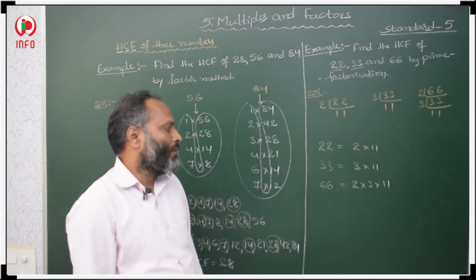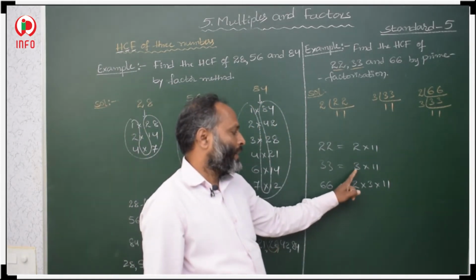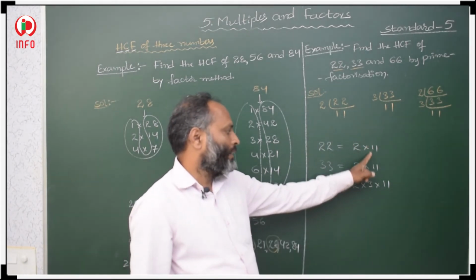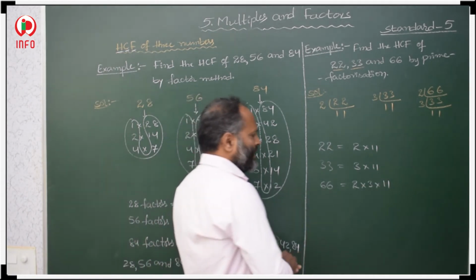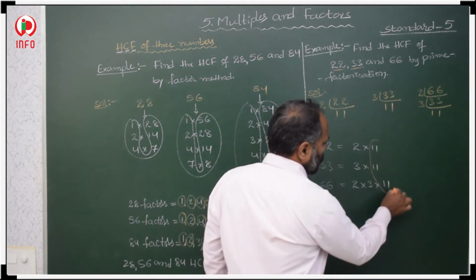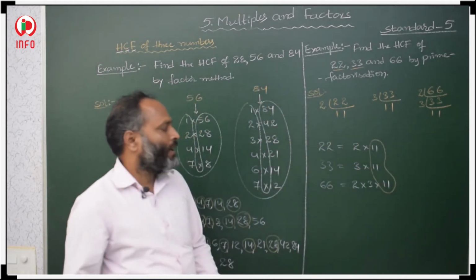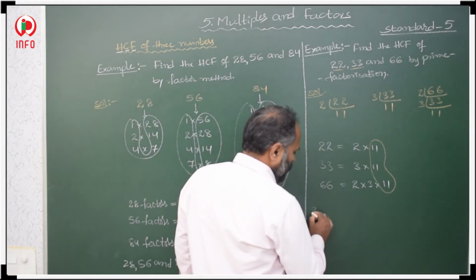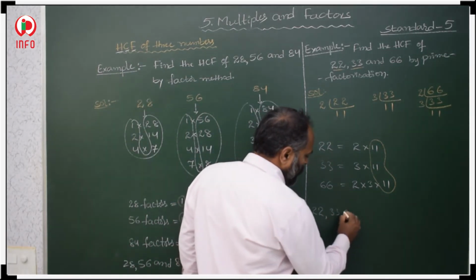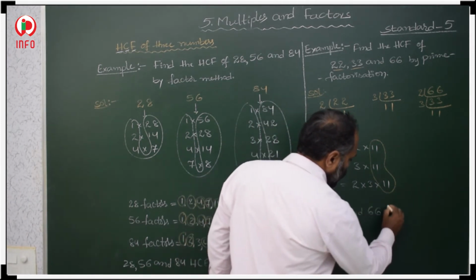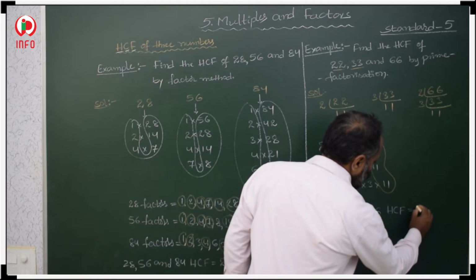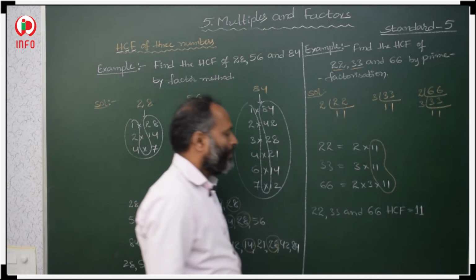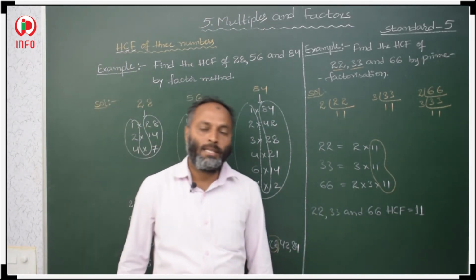So what is common in all the three? 2: here there is no 2 in common between these. After that 11. 11 is common in all. So 11 is the HCF of 22, 33 and 66. Therefore the HCF of 22, 33 and 66 is 11.